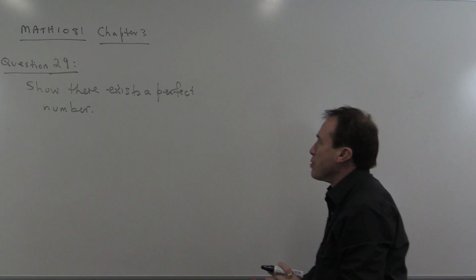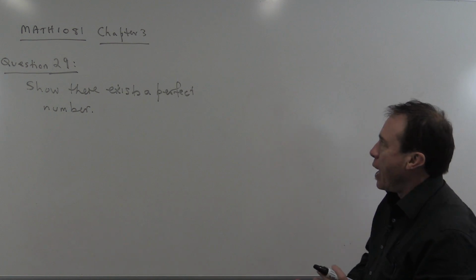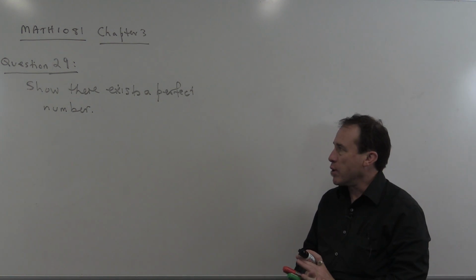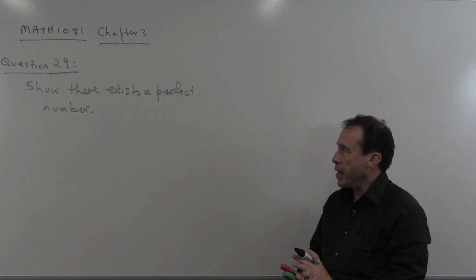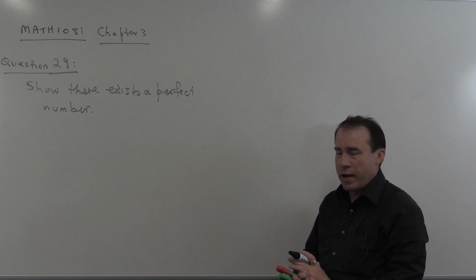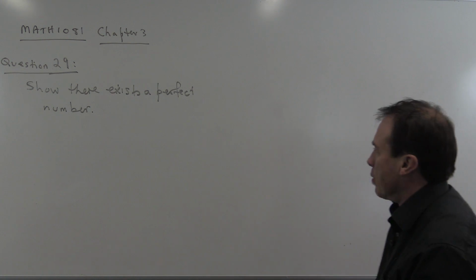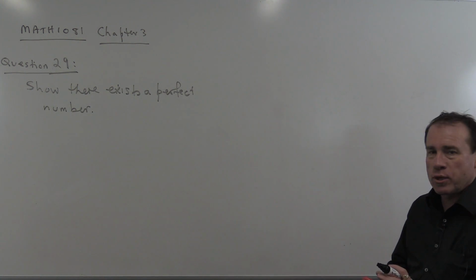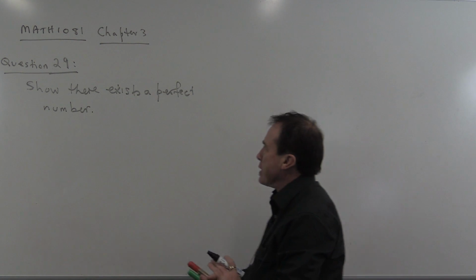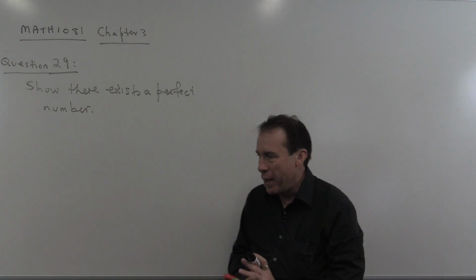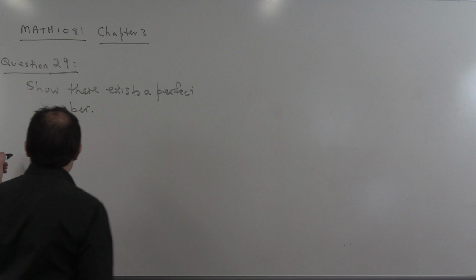Hello, this is Discrete Maths, MATH1081, and we're having a look at a selection of problems out of Chapter 3. This one is a very short one, but I want to say a little bit more about this problem, about these things called perfect numbers. This question just says, show there exists a perfect number. Well, we'll check what a perfect number is.